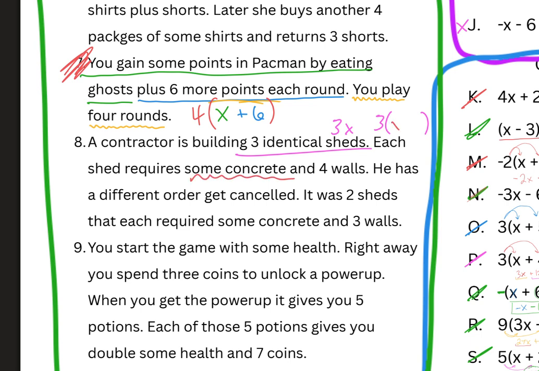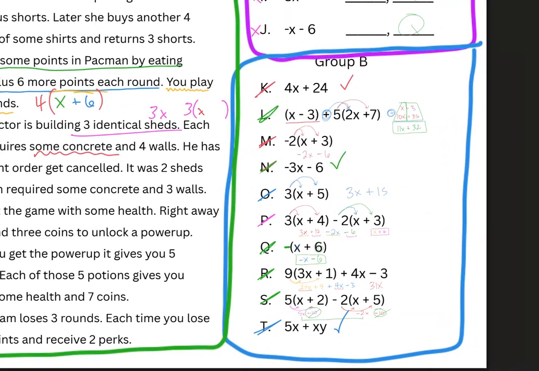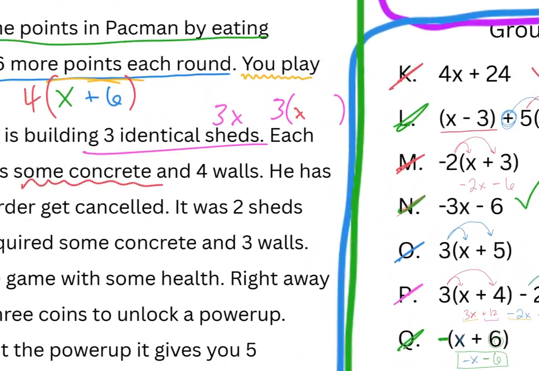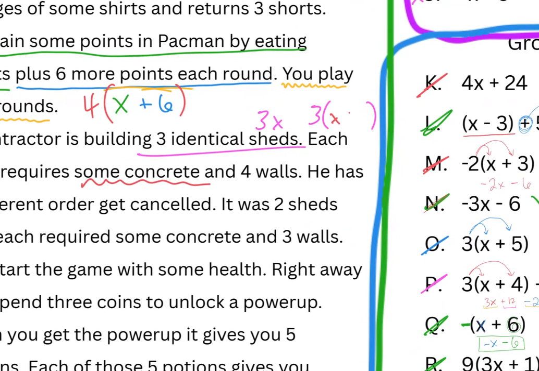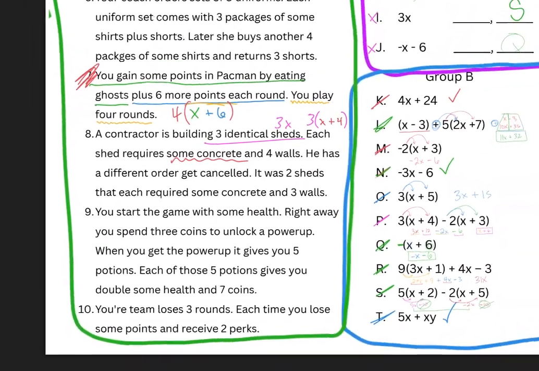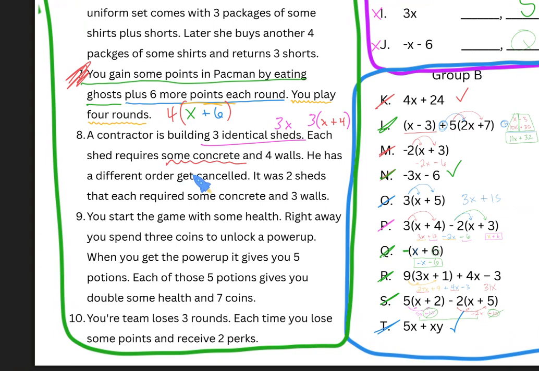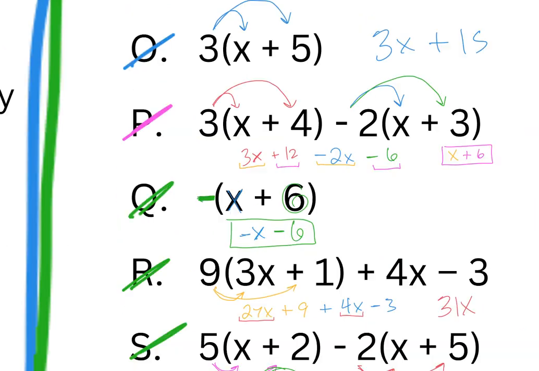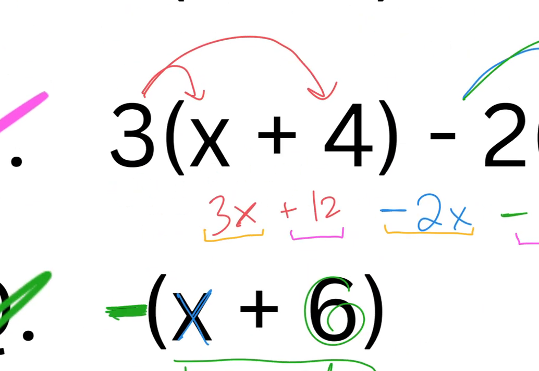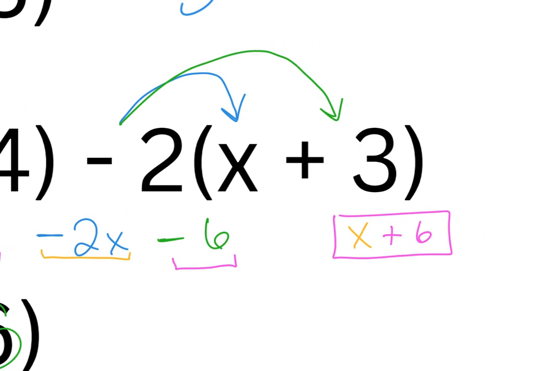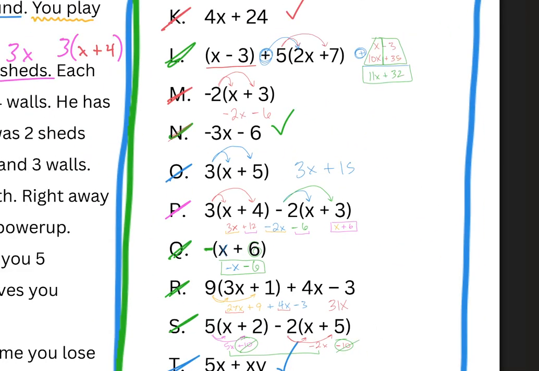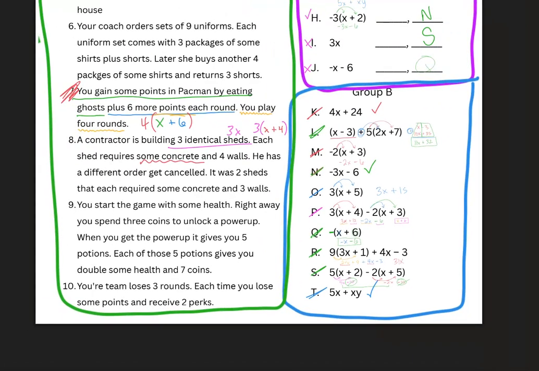We call that C, but I made all of these X so that you couldn't just cheat and find the one with C. And 4 walls, so like plus 4 walls. And then he has a different order. Canceled means you're going to take some things away. It was 2 sheds. We had an order for 3 sheds, then we lost 2 sheds. And if you're like, but hang on, are you sure about that? Here's what I'm sure about.